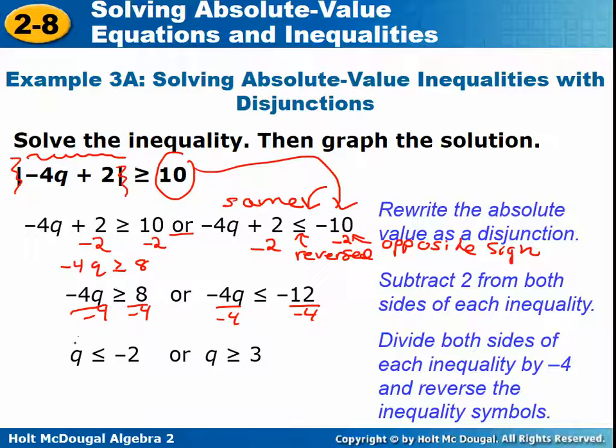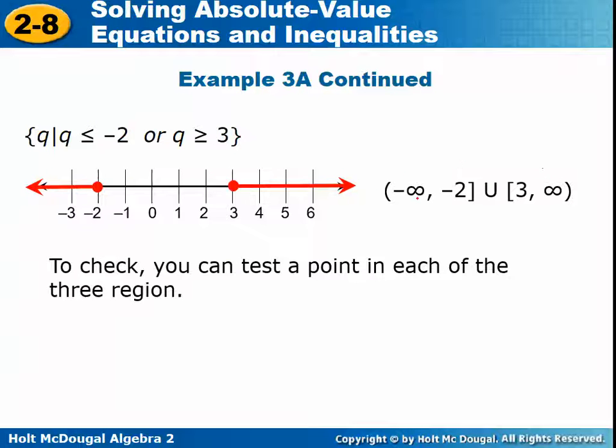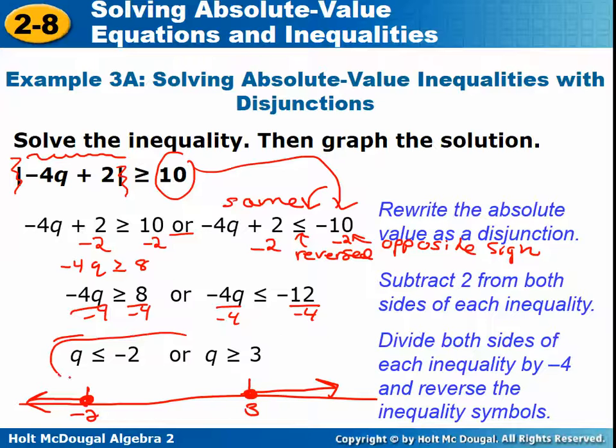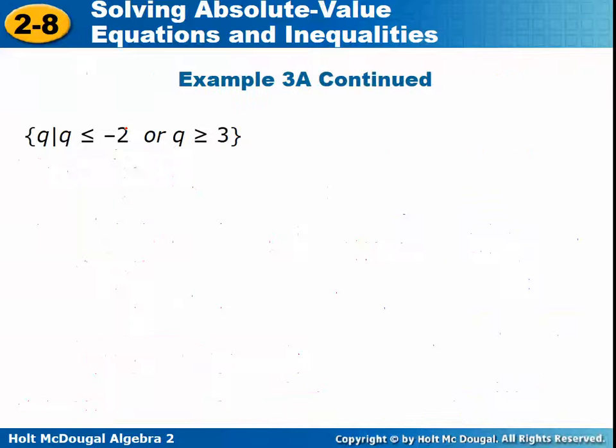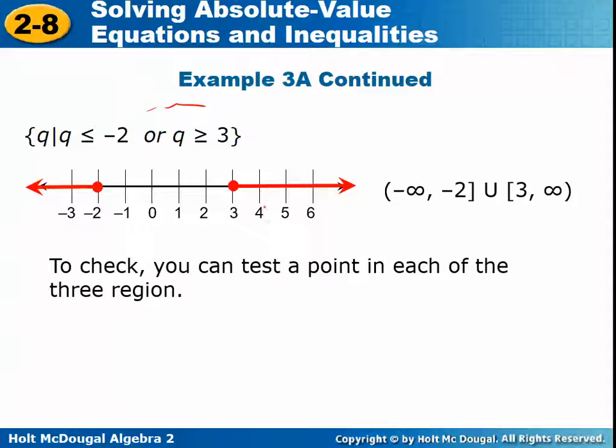That's really your answer, except that you have to graph it. So you would put a closed circle at negative 2 and a closed circle at 3. Less than negative 2 means to go this way, and greater than 3 means to go this way. You can also write it in interval notation, which is a different way to write it: from negative infinity to negative 2 and 3 to infinity. But you don't have to. You can leave it right here. So there's more than one way to write your answer. And then you can check it by making sure that those points work.